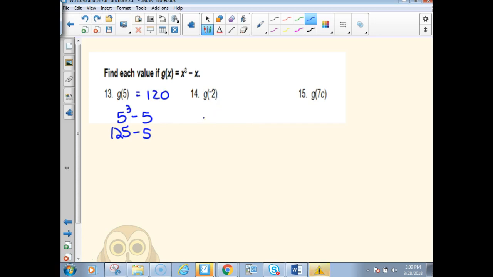The g of negative 2 means to take negative 2 and cube it, then subtract negative 2. Negative 2 cubed, and I will want you to learn 2 to the third by heart. 2 times 2 times 2 is 8. If it's negative, it's going to be negative 8. Subtract a negative, you add the opposite. So negative 8 plus 2, g of negative 2 would be negative 6.